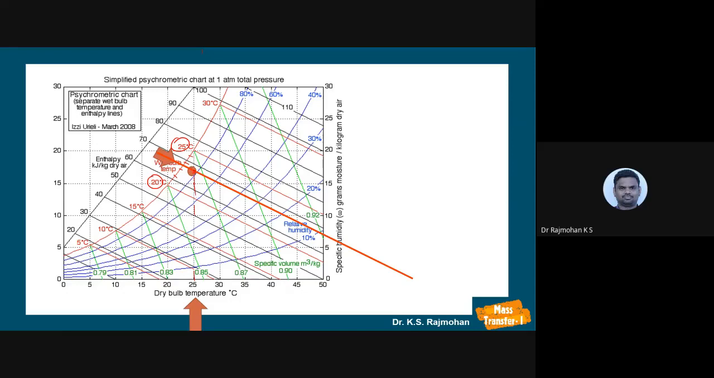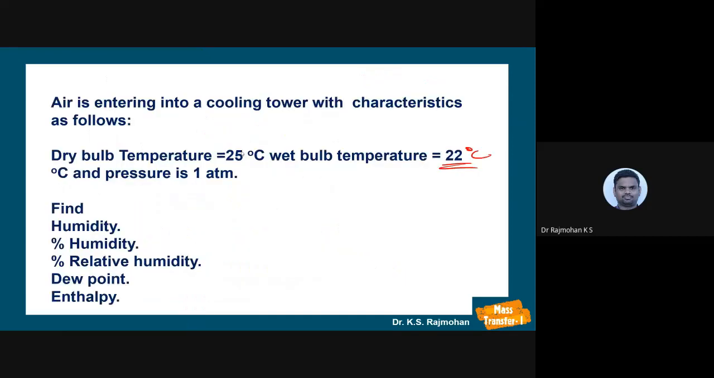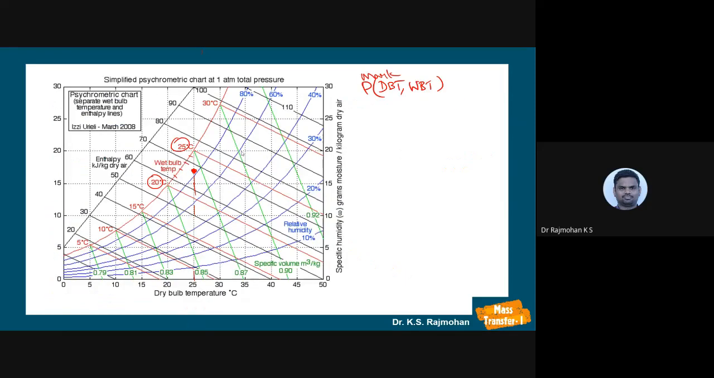So here we have the point corresponding to this wet bulb temperature and dry bulb temperature. Point P is dry bulb temperature comma wet bulb temperature. Mark point P. So we have marked that one. Whatever parameter can be determined using this chart, we can do it now. Regardless of whatever is asked in the question, we are going to get whatever is possible to take out.